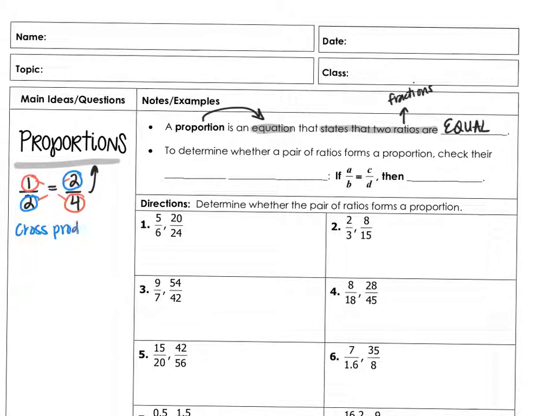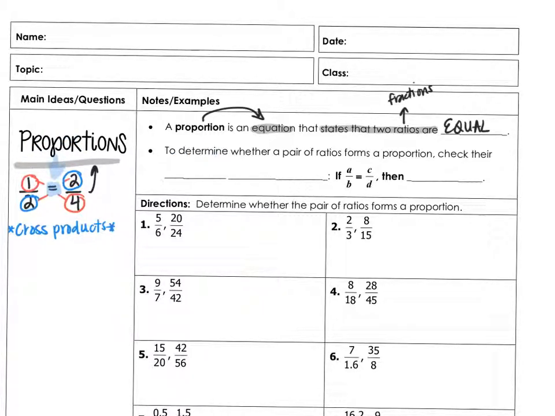That's not the same as cross reducing, which is something we use when we multiply fractions. Cross products is a true statement about proportions. When you have a proportion, which is two fractions that are equal to each other, their cross products are the same. 1 times 4 is the same as 2 times 2. That's what makes them a proportion.